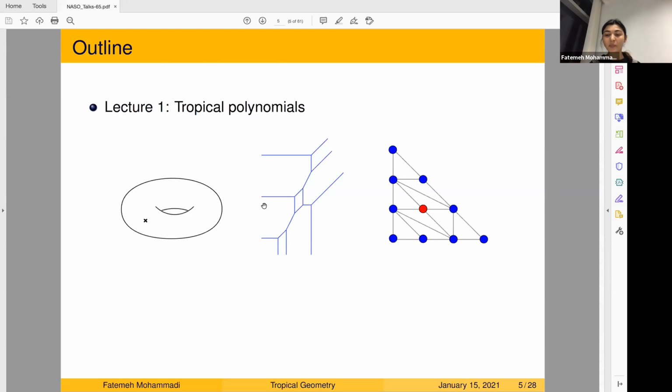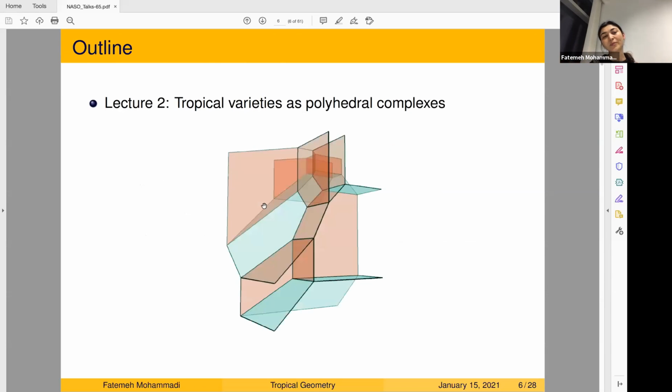Okay, so the second lecture is going to be devoted to tropical varieties, and how we translate tropical varieties over arbitrary fields to polyhedral complexes and what sort of properties these complexes would have. So here is an example again of a tropical variety. And we will see the fundamental theorem and structure theorem in tropical geometry.